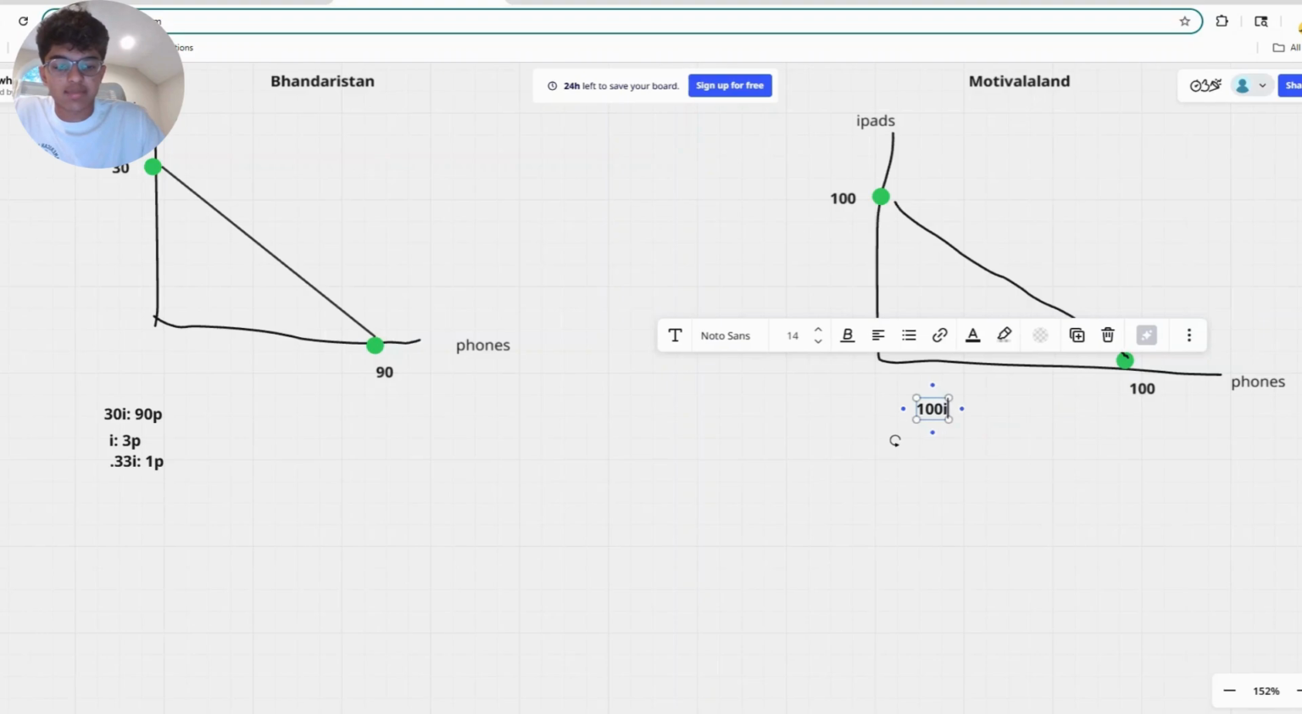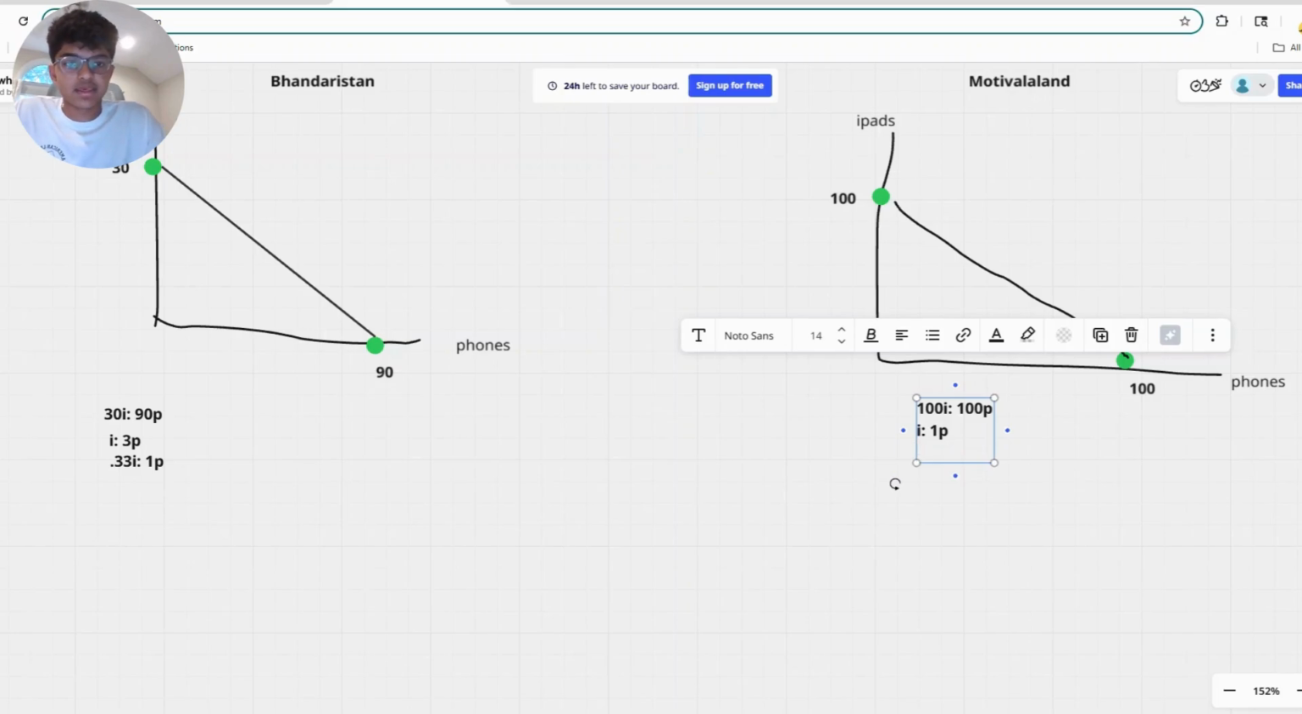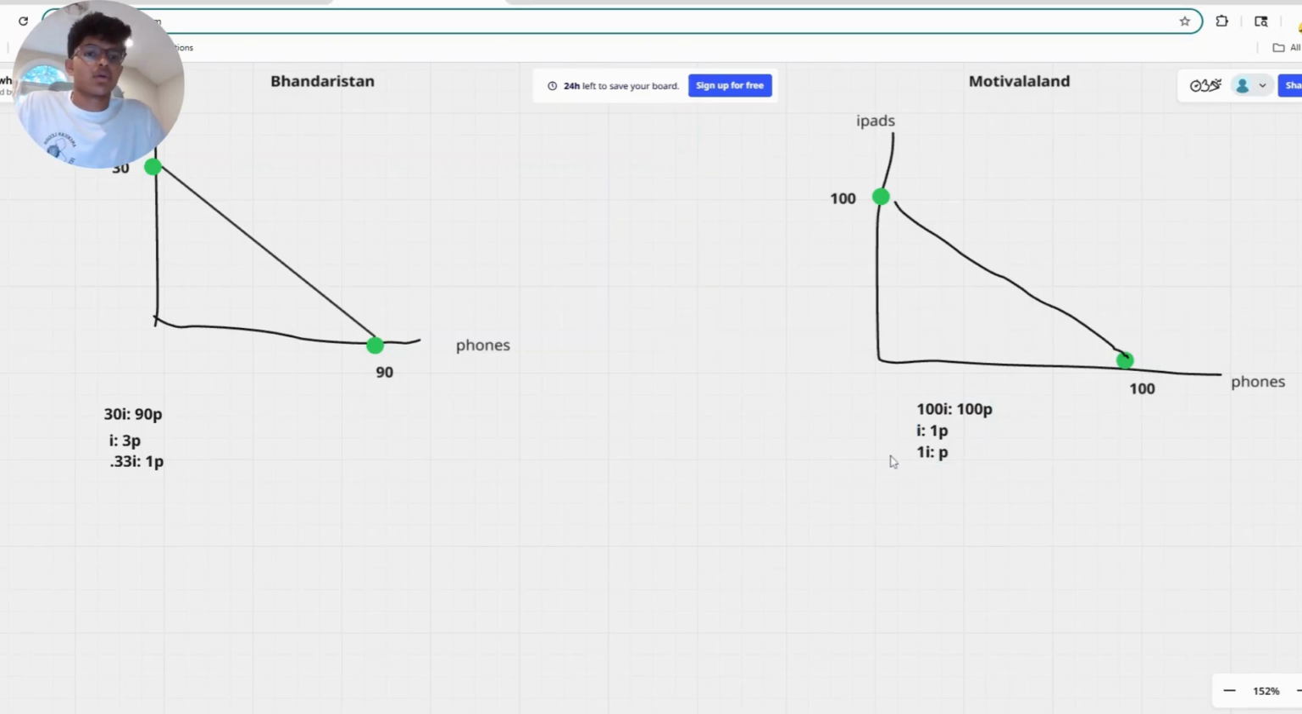You have 100 iPads to 100 phones. The opportunity cost of producing one iPad is just going to be one phone. And you can take a wild guess what the opportunity cost of one phone is going to be. It's going to be one iPad. Sorry, I'm getting iPads and phones confused. But you get the idea.